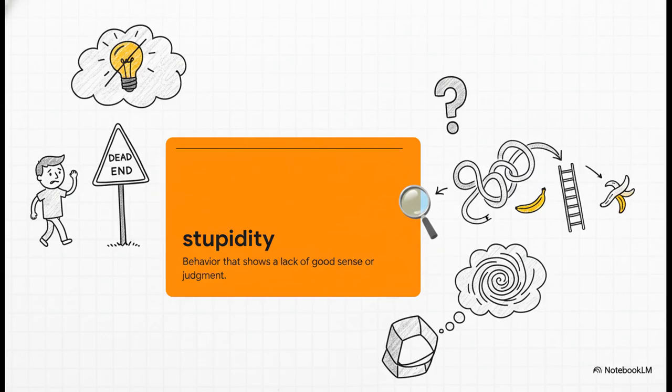And our final word is the noun stupidity. Stupidity is behavior that shows a real lack of good judgment or common sense. Now, this is a very strong and insulting word, so you want to be careful with it. You might use it to describe a decision that was just clearly a terrible, terrible idea. For instance, it was an act of pure stupidity to lend him the money.